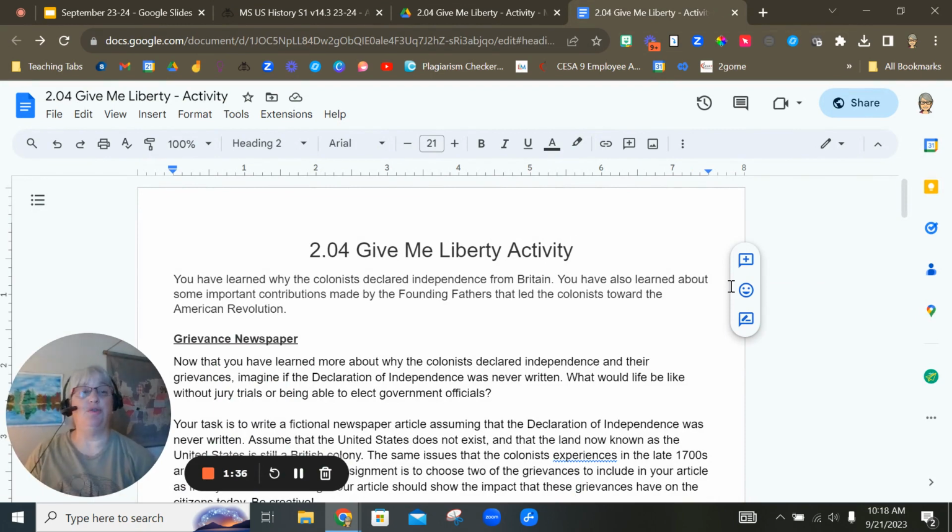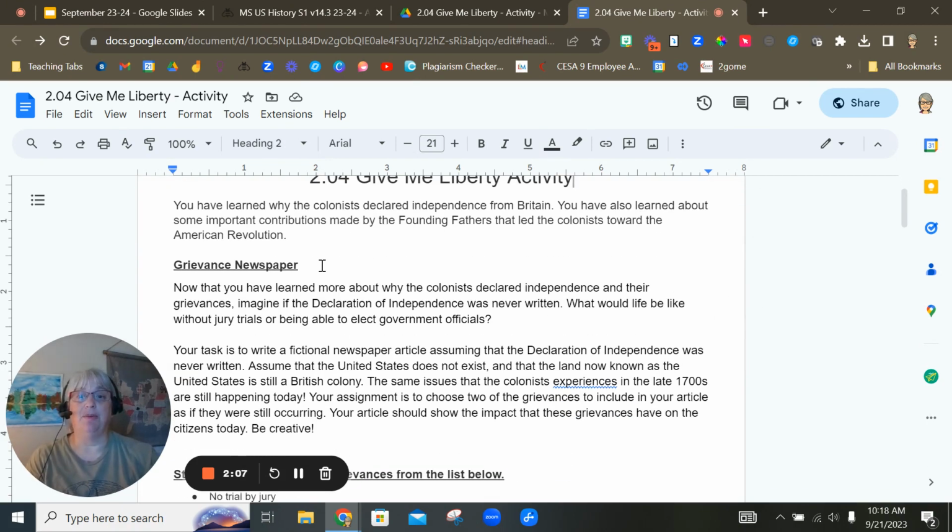All right, you've learned why the colonists have declared independence from Britain. That's something that you've learned in this lesson. You've also learned about some important contributions made by the founding fathers that led colonists toward the American Revolution. You are going to write a newspaper article about a grievance. Grievance means complaint. They have beef with something. They've got an issue that they want to bring up.